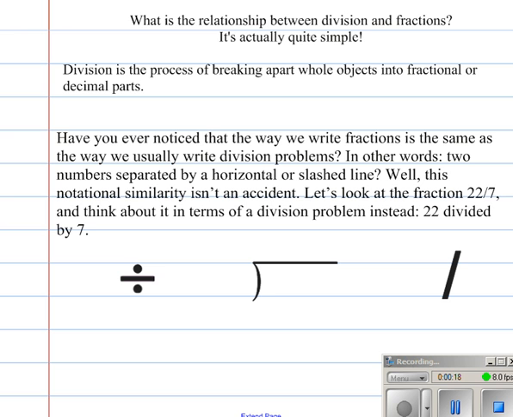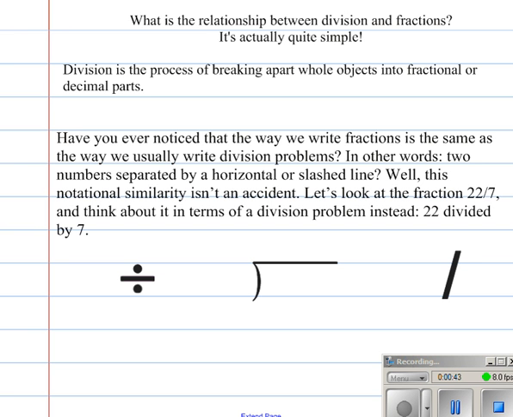So whenever you divide, you are making fractions, because you're dividing something into equal parts, and you're usually talking about how many of those parts there are. Have you ever noticed the way we write fractions is the same way we write division problems? In other words, two numbers separated by a horizontal or slashed line. The notational similarity isn't an accident.